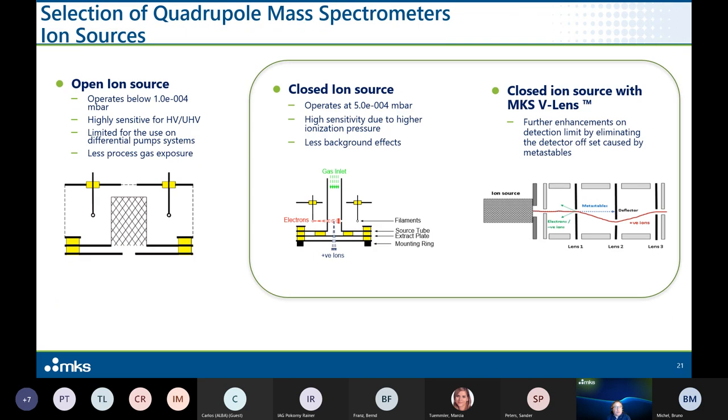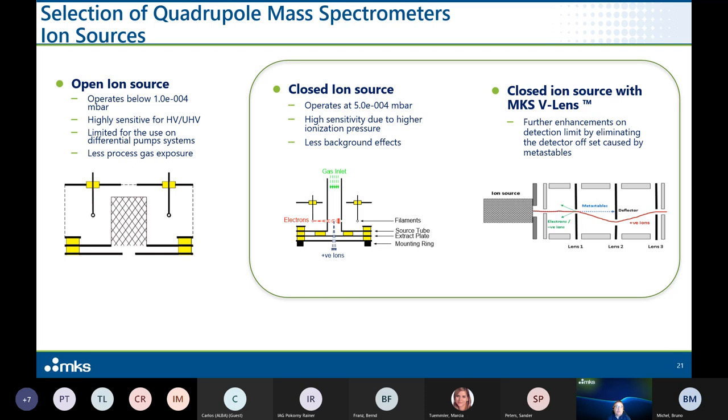Okay, let's talk about ion sources. The ion source is a crucial part of a mass spectrometer. It essentially defines the sensitivity and the quality of the data. We differentiate between open and closed ion source concepts. Open ion sources, on the left side, are typically used for high vacuum and ultra high vacuum applications where we don't need a sampling or pressure reduction system. It's measuring the gas directly in your high vacuum chamber.